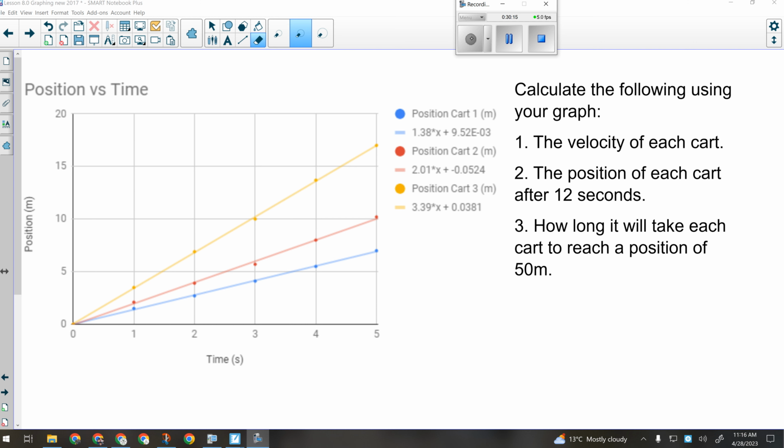Okay, let's have a look at 2 and 3 first here. If I want to calculate the position of each cart after 12 seconds, what part of y equals mx plus b am I solving for?